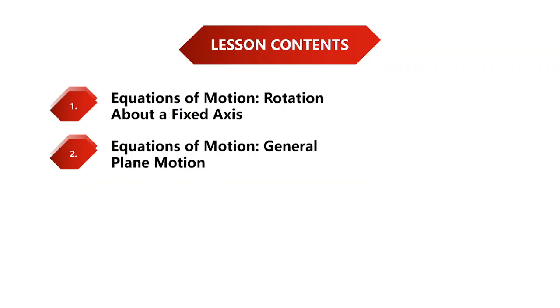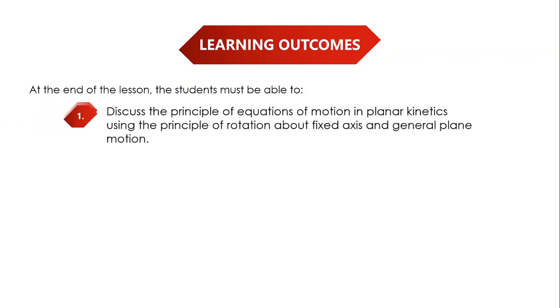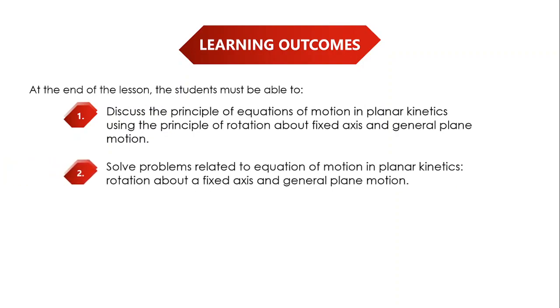For our first lesson today, it is about rotation about a fixed axis, and we have two learning outcomes for today's lessons also. First, discuss the principle of equations of motion in planar kinetics using rotation about a fixed axis and general plane motion. And second, solve problems related to equations of motion, planar kinetics, rotation about a fixed axis, and general plane motion.